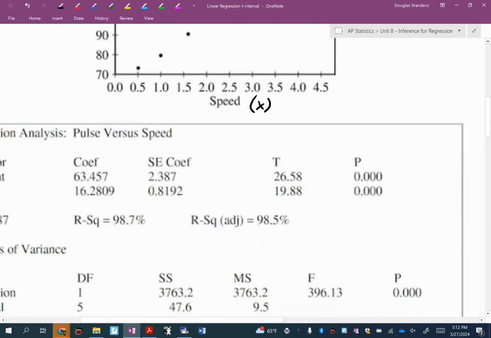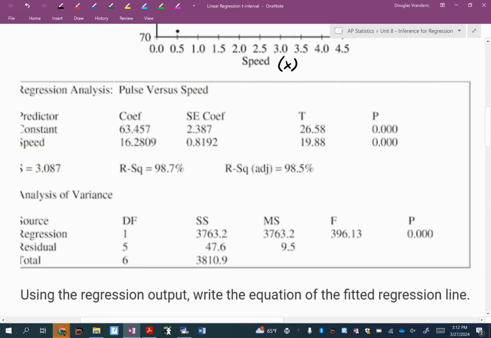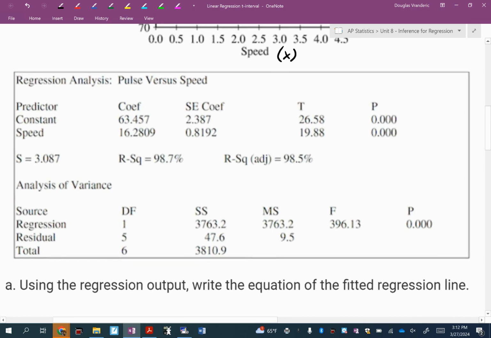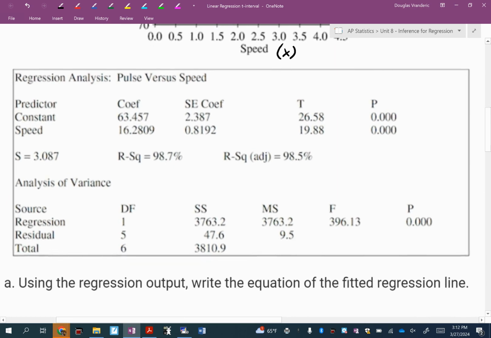Now, they also printed a bunch of computer output. I've told you guys, since the first semester, you have to be able to read a lot of this stuff. So in part A, it says, using this output, which has a lot going on here, what is the equation of the regression line?